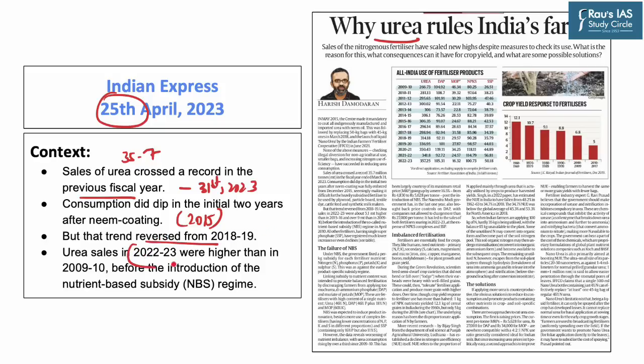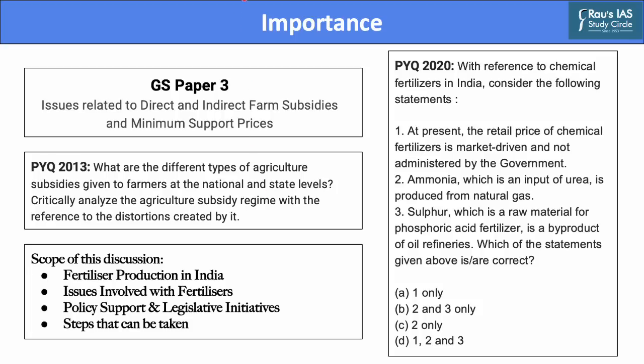Urea sales in the year 2022-23 were about 5.1 million ton higher than 2015-16, whereas it was over 9 million ton higher than the year 2009-10, which was before introduction of Nutrient Based Subsidy Scheme or NBS in April 2010. Now, the importance of this topic can be gauged by the fact that UPSC in GS Paper 3 asks about issues related to direct and indirect farm subsidies and minimum support price.